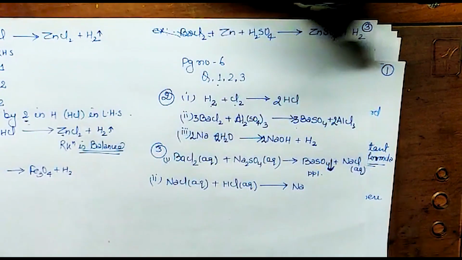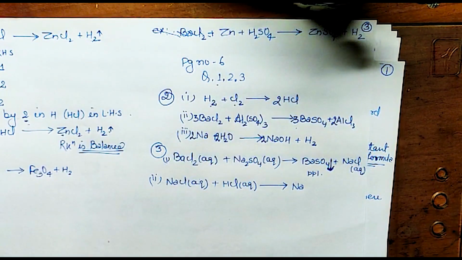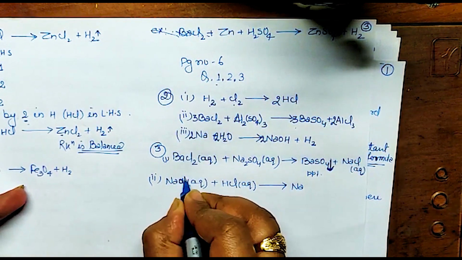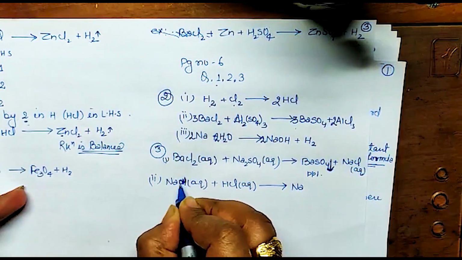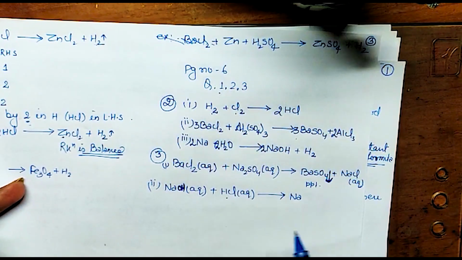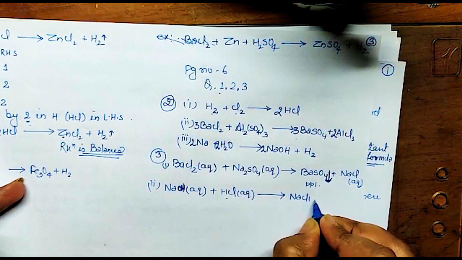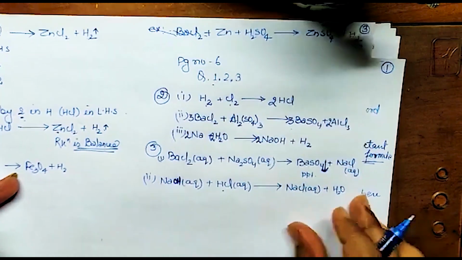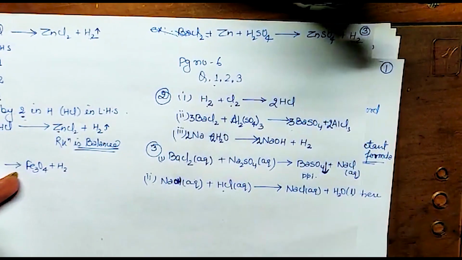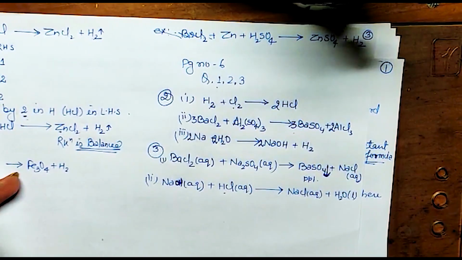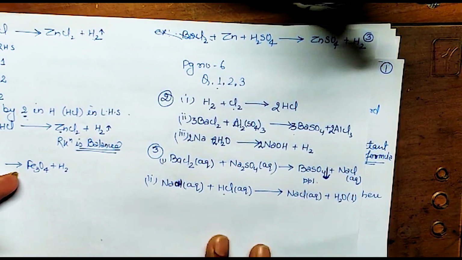One second. What is this? Sodium hydroxide is there, that's why no problem. Sodium hydroxide solution is there. When it reacts with HCl, it will give you sodium chloride solution and water. The water will be in liquid state. We will not write aqueous because it is not dissolved in water, so we will write H2O as a liquid.